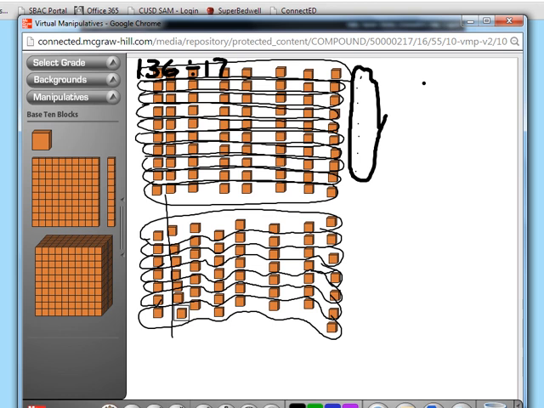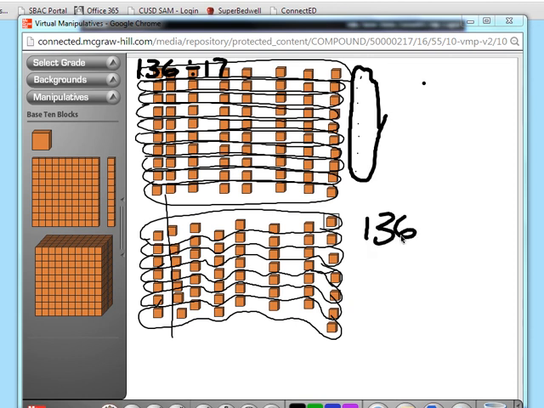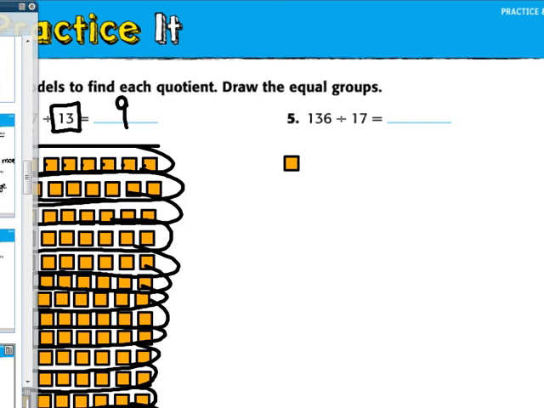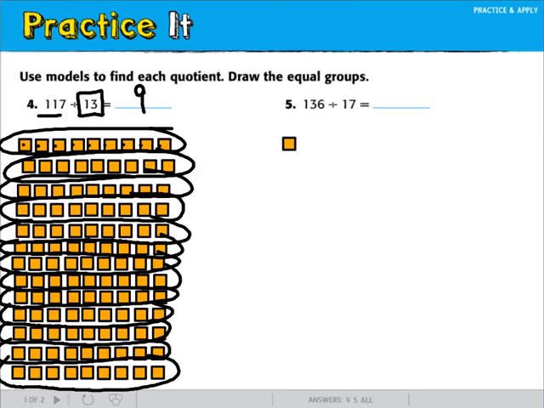Now if we look at our groups, we have 1, 2, 3, 4, 5, 6, 7, 8 in this group. Down here on the bottom, 1, 2, 3, 4, 5, 6, 7, 8. So all of our groups have how many in them? 8. Is there any left over? No. So our answer to our math problem, 136 divided by 17 equals 8. Okay.